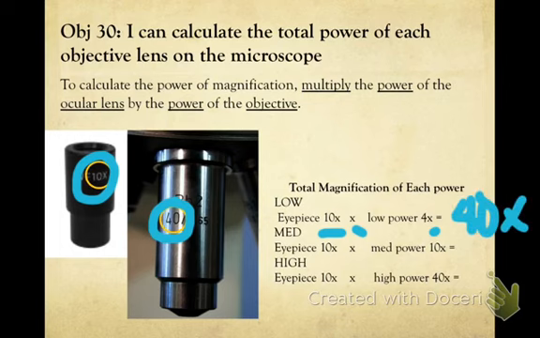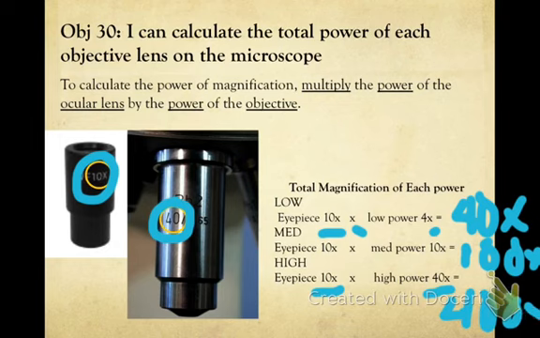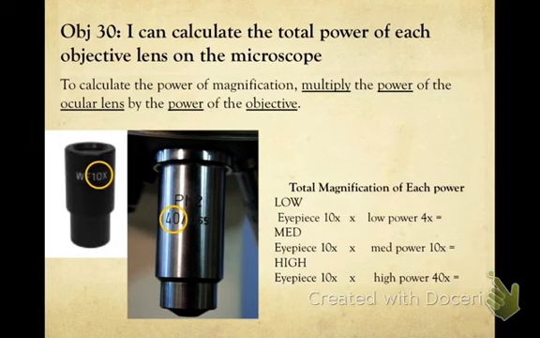Our medium power is 10 times, and our eyepiece is 10 times, so 10 times 10. So medium power is 100 times magnification. And on high power, we have 10 times eyepiece, 40 times high power. So 10 times 40 is 400 times magnification on high power.